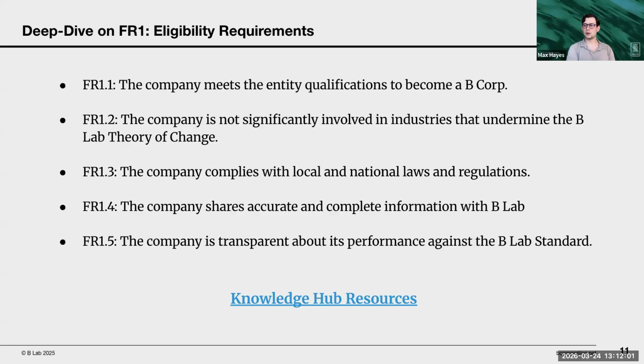The next requirement is really looking at those industries that your company might operate in. We do have a handful of industries in which we don't certify companies if they directly operate in those. We can see those in the B Impact platform when we dive in deeper, but those are things like the defense industry, tobacco, fossil fuels, and basically industries that really operate against B Lab's theory of change of creating that regenerative, inclusive, sustainable economic system.